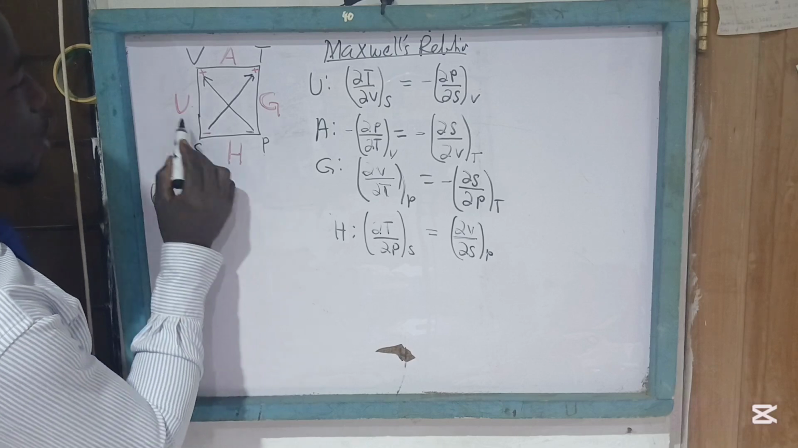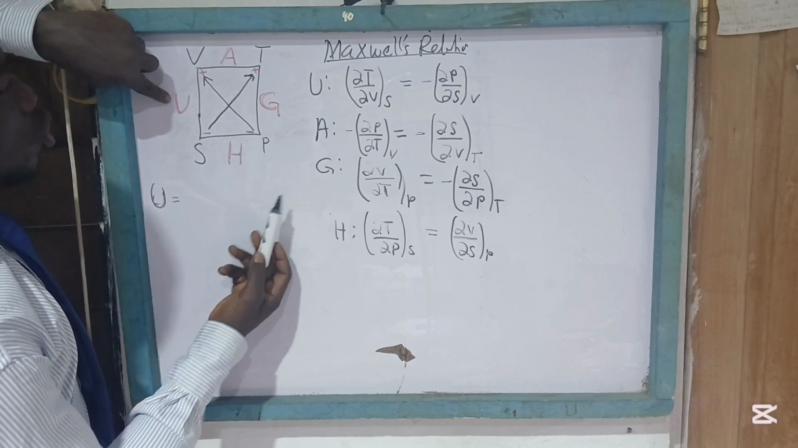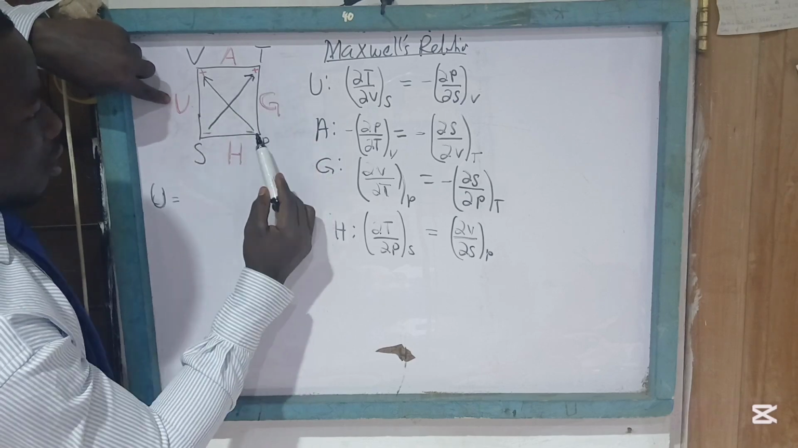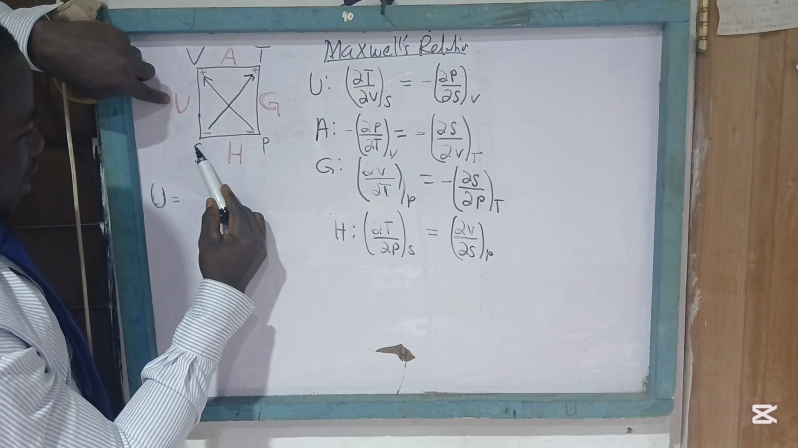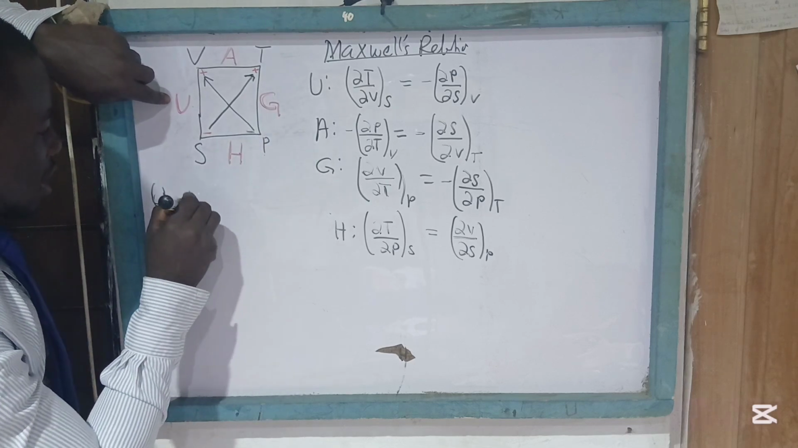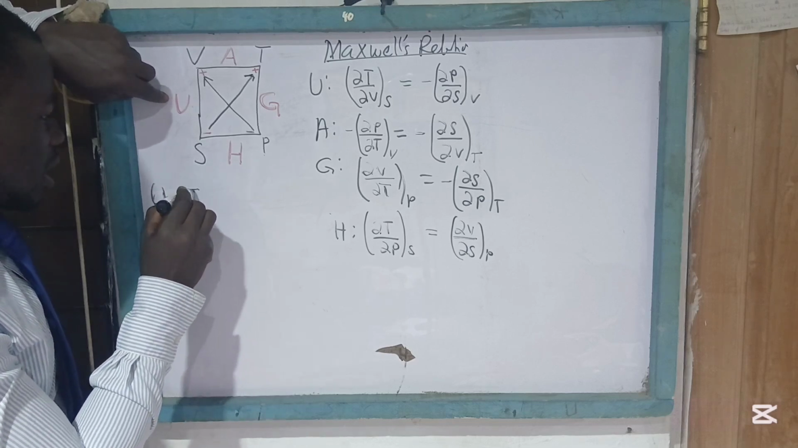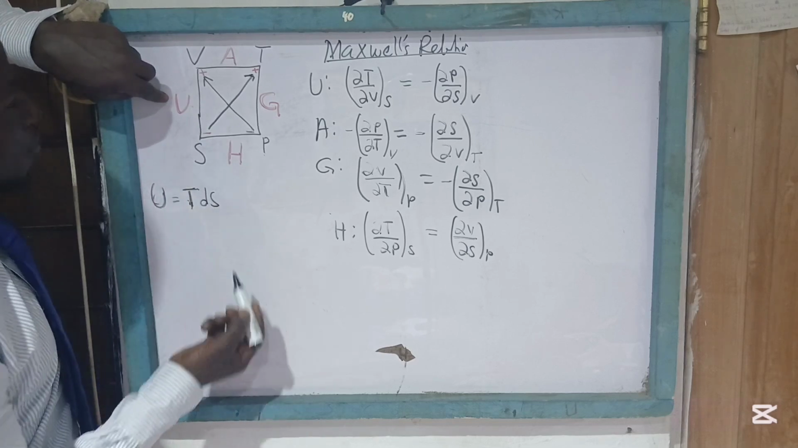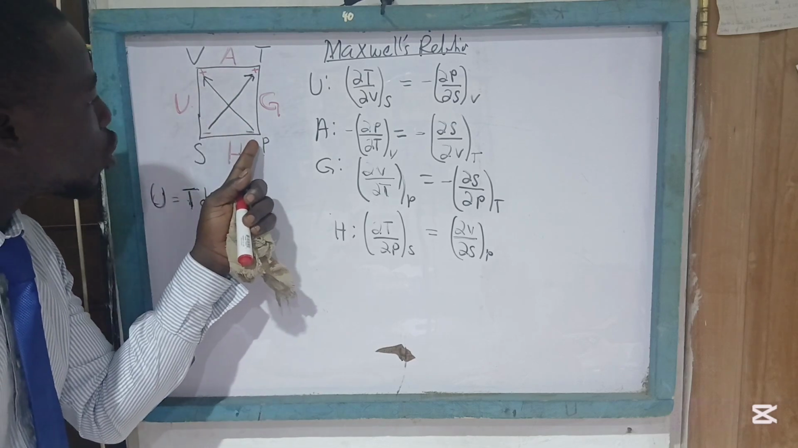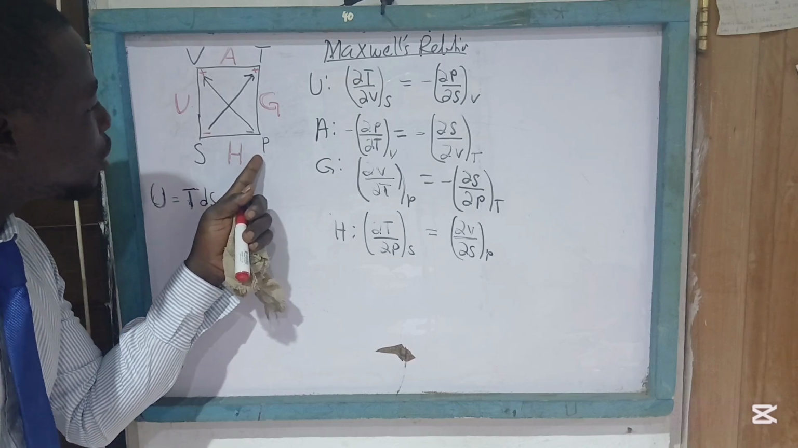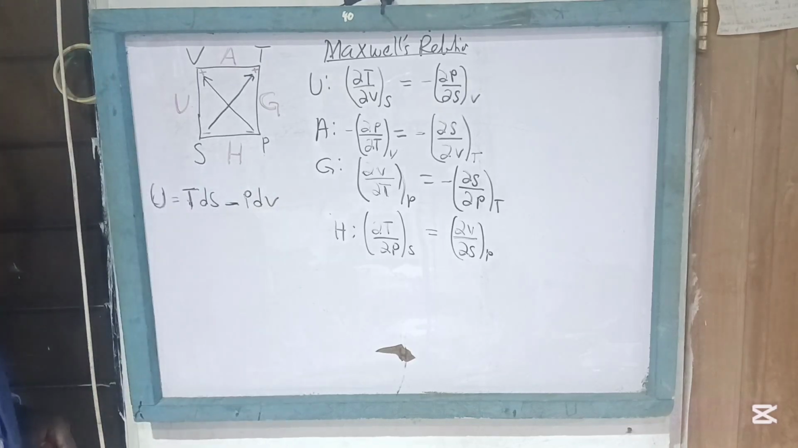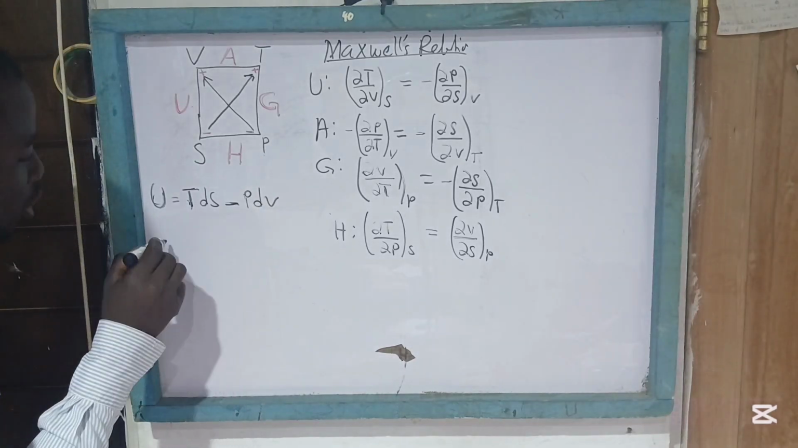So now, if we stand on u, what are the angles facing u? It's still this and this. This starts with positive, this starts with negative. So these are the angles facing u. So T dS. Are you listening? T dS. We are done with this. This angle is also facing u. So minus p, it starts with the minus. Minus p dV. This is for u.